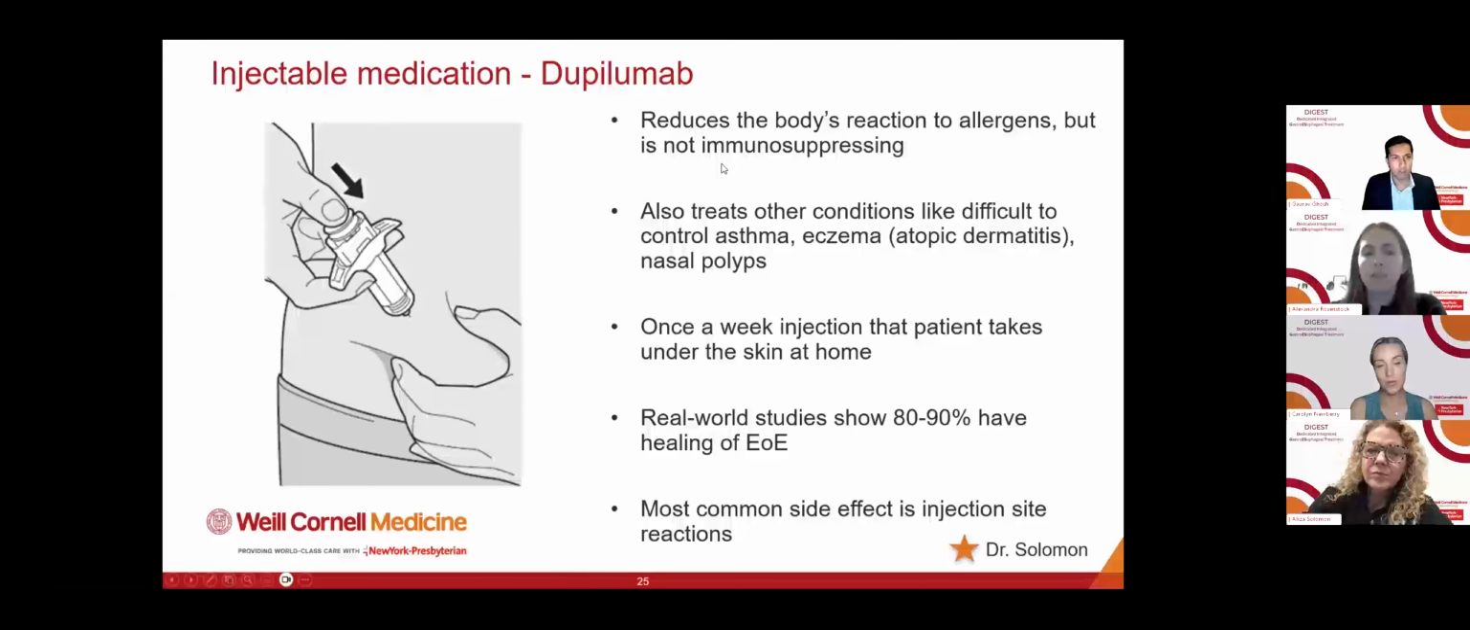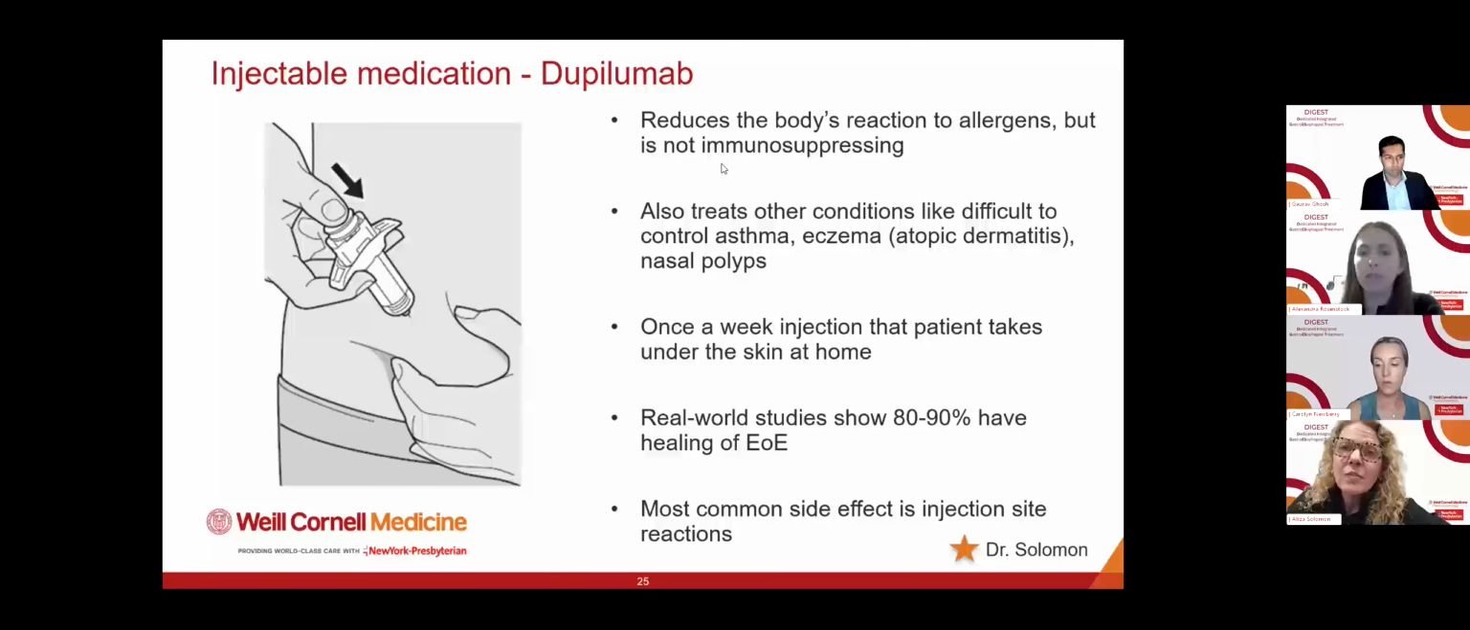Next, we're going to talk about an injectable biologic medication. Dr. Solomon, can you talk to us about dupilumab? Yeah, so dupilumab is, as you mentioned, a biologic agent. That means it blocks this immune pathway, this immune stimulation that we've been talking about, thereby decreasing the amount of inflammation. So it doesn't suppress your immune system, it just blocks these two pathways that are recruiting these eosinophils.